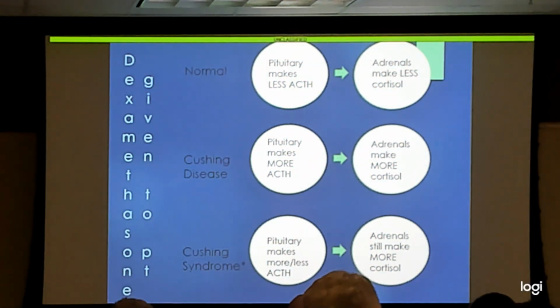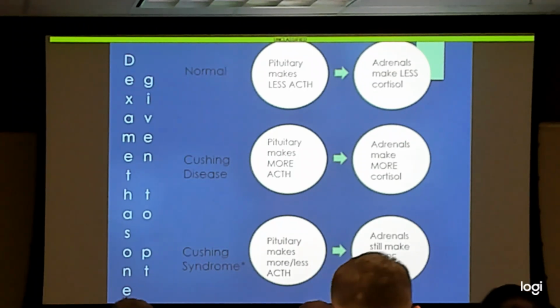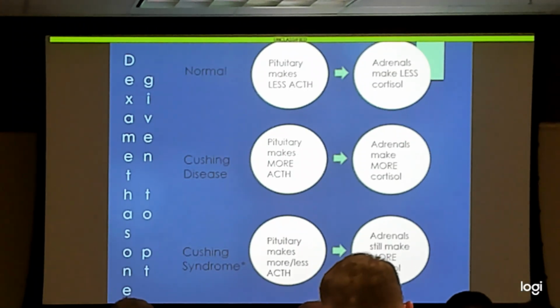So now we're talking about this one, Cushing syndrome. The pituitary takes more or less ACTH, we'll define exactly where that is. And so of course, by default, they're going to still make more cortisol.